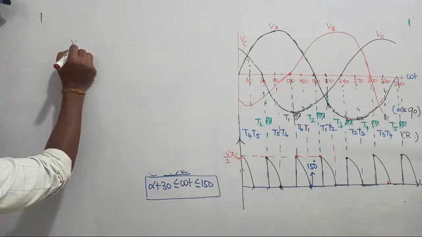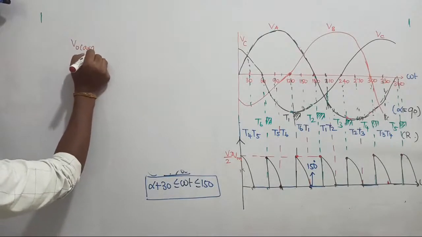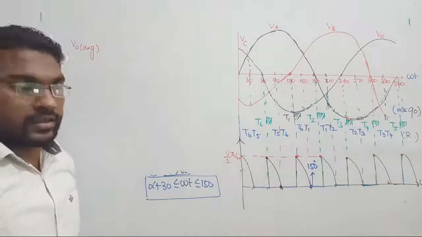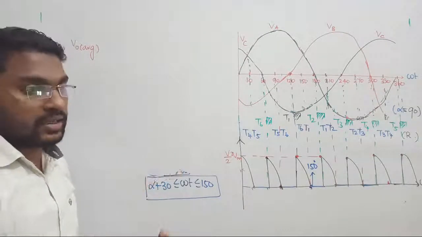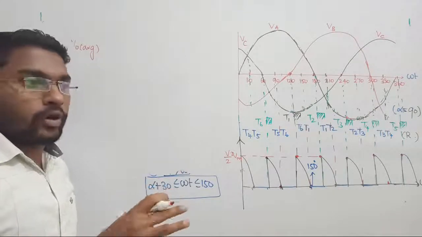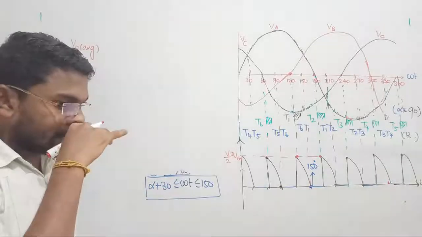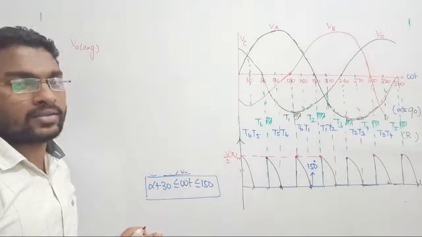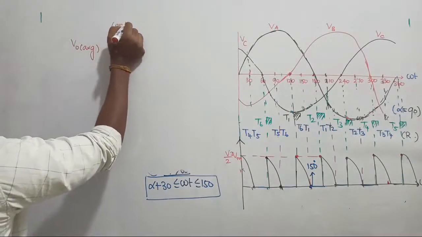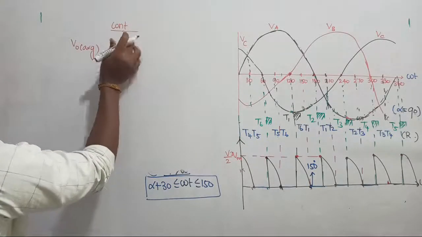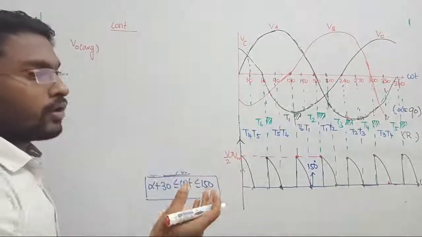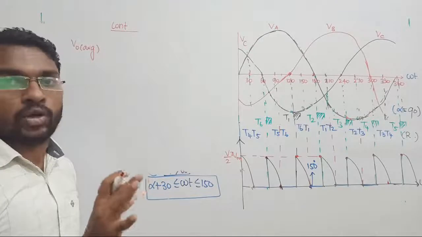Shall we calculate V0 average? Let's start. For V0 average, there are two types of connection we saw. One is continuous connection, another is discontinuous connection. For a current-stiff, that is inductive type of load, it is always continuous. So first we are going to talk about continuous connection. For continuous connection, the formula is common for RL load. RL load has that one and only formula.